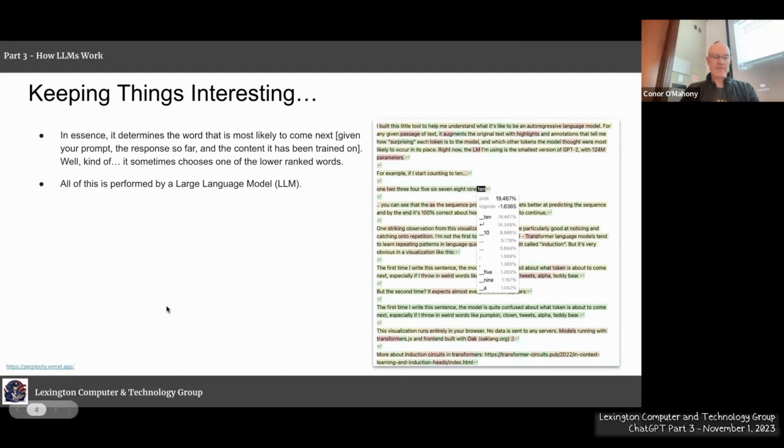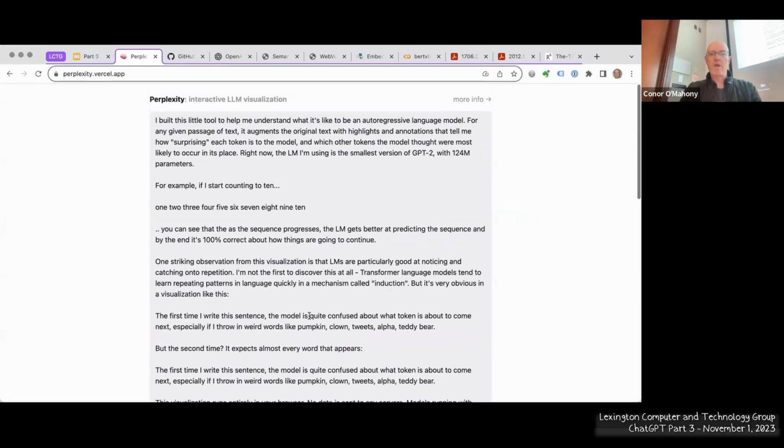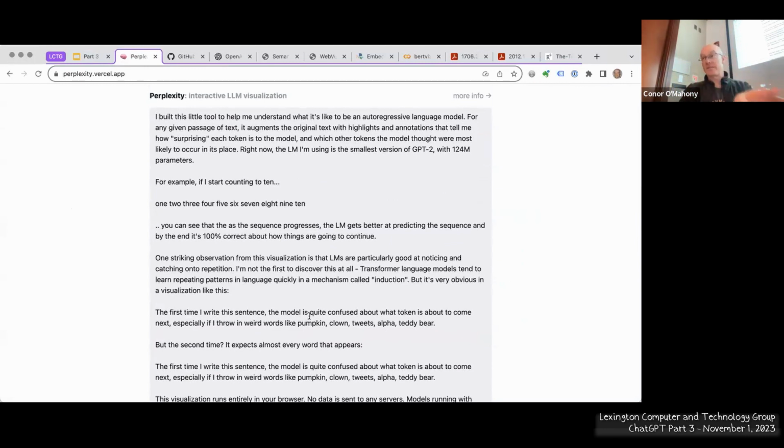And here's a little interesting visualization. I'm actually going to switch to it for a moment. It's a little tool, and the link to this page is on that slide. What this person has done is he's created a little tool and he's entered a block of text. So I built this little tool to help me understand what it's like to be in an autoregressive language model. For any given passage of text, it augments the original text and highlights the annotations that tell me how surprising each token is to the model.